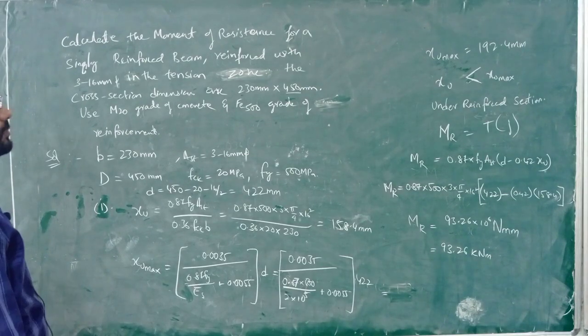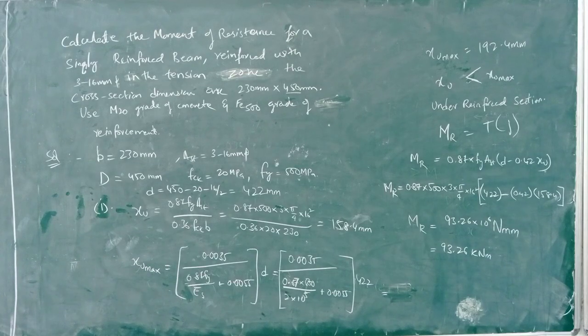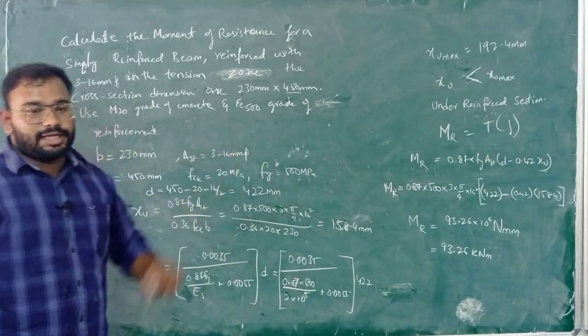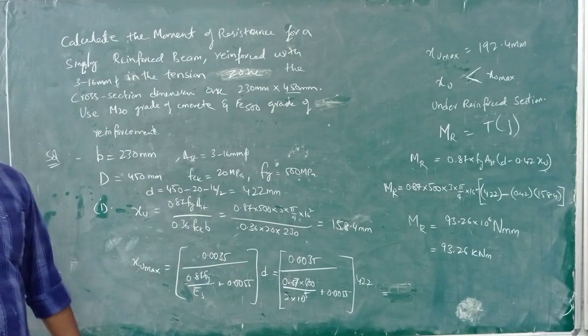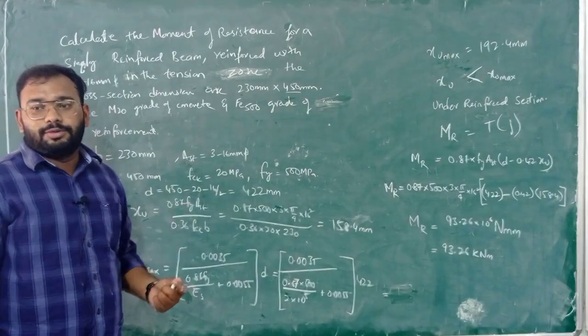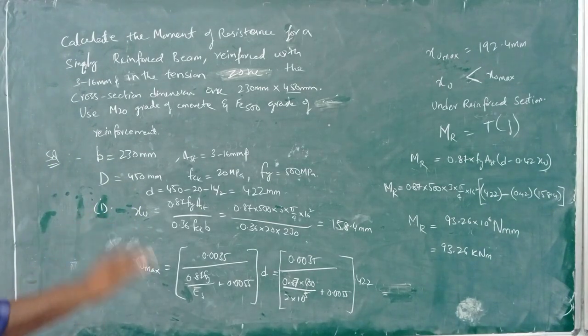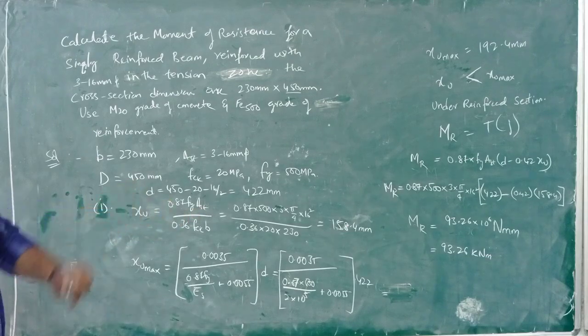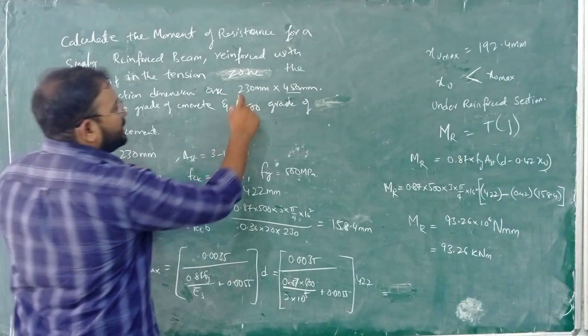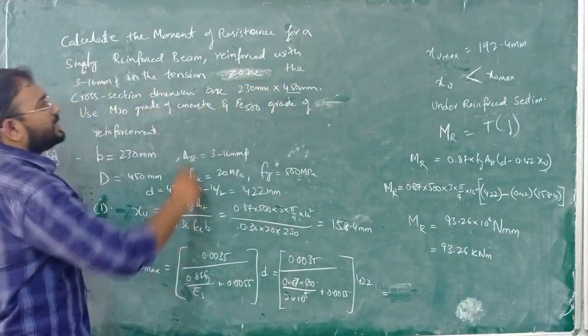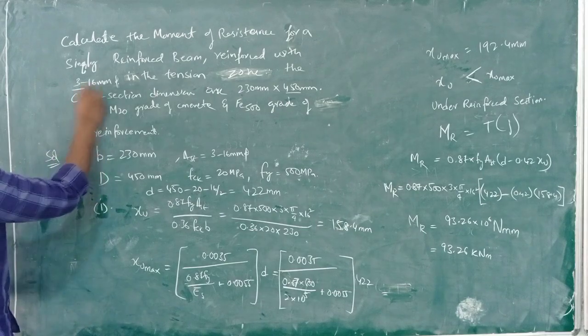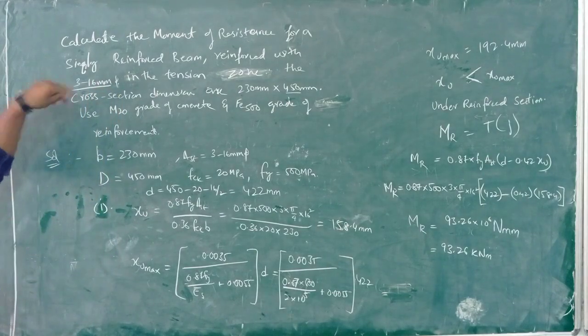So this answer will be in terms of 10 power 6. Why? Because we are substituting all the values in Newton and millimeter, so we will get the answer in terms of Newton millimeter only. So 93.26 into 10 power 6 Newton millimeter, or this is equal to 93.26 kilonewton meter.